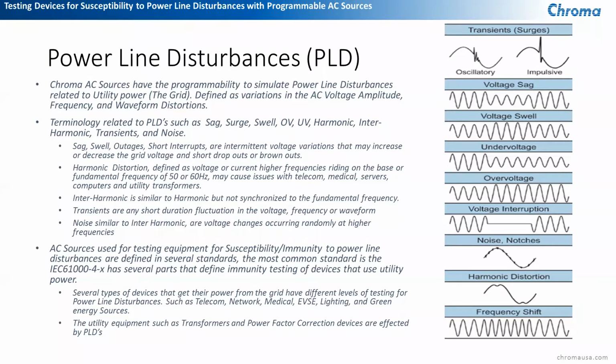Any of these things can cause problems to things such as computers. You can cause data loss. You can have outages. Your computer can lock up or reset. It also can affect things like overheating of motors. It'll affect lighting. It'll give you flicker or dimming of the lighting.